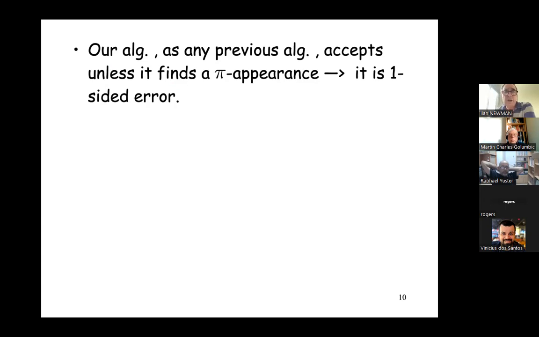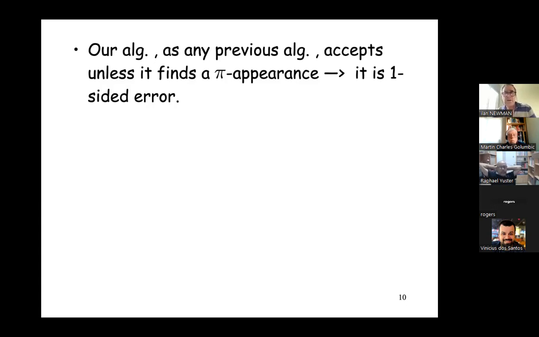Okay, so our algorithm, as any previous algorithm, as I told you, accepts unless it finds a pi appearance. So immediately it means that it is a one-sided error. And immediately it means that we only need to concern ourselves with functions that are far from being pi free. And we already know that they have a linear number of pi appearances. And our goal is actually to find a pi appearance. That's the whole goal from now on.